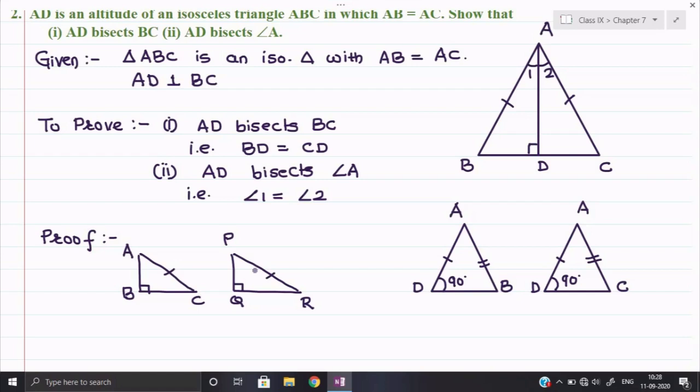So you can say that one pair of corresponding perpendicular sides will be AB and PQ, and the second one will be BC and QR. So either you need AB equal to PQ, or you need BC equal to QR, whichever is possible. We don't require both. In that case, there is no necessity of RHS. We can say that then all three sides are equal. Then by SSS the triangles will be congruent.